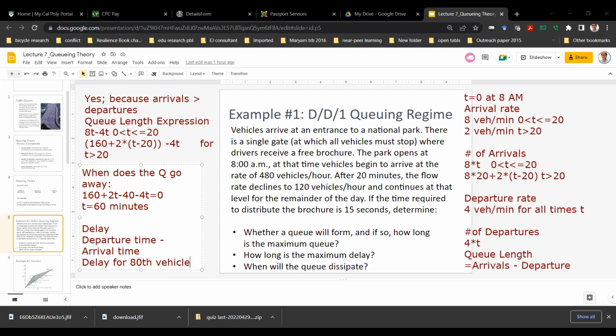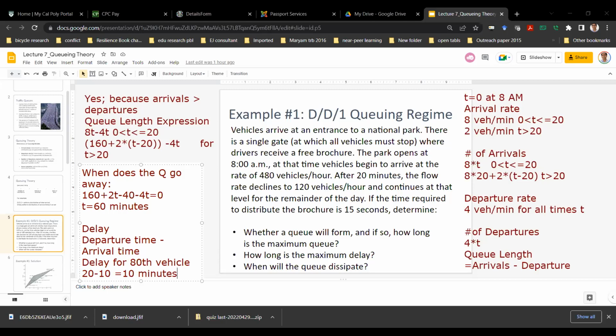How you get that is that you get the departure time for the 80th vehicle, which will be 4 times t equal to 80, so departure time is t equal to 20, minus the arrival time, which was t equal to 10. 20 minus 10. Basically, the departure time for the 80th vehicle is 20 minutes. The arrival time for the 80th vehicle is 10 minutes. So that means they're delayed by 10 minutes. Okay. And then this delay for any vehicle will keep increasing.